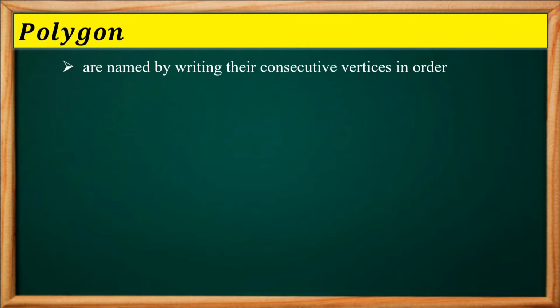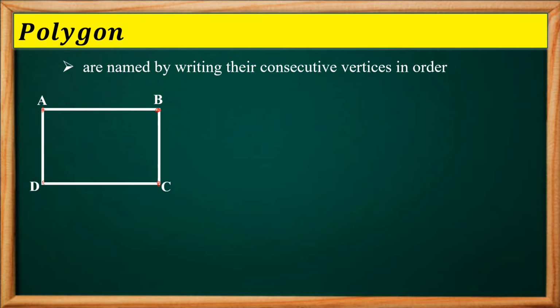polygons are named by writing their consecutive vertices in order. Okay, example on this part, we have here vertex or point A. This vertex is point A. Then we have this vertex is point B. Then point C and point D. Okay, consecutive vertices. Ibig sabihin, magkasunod na vertices.